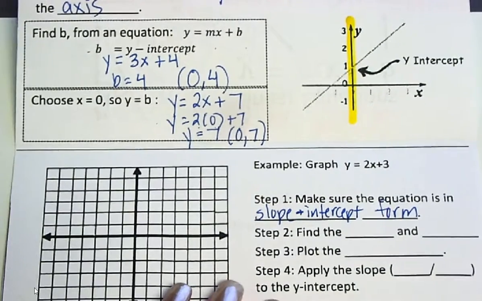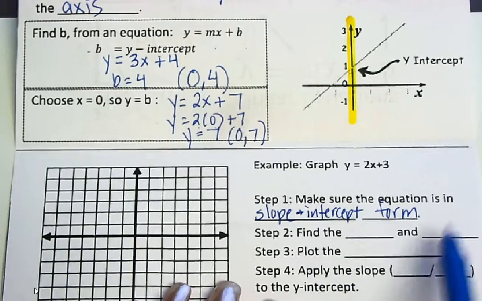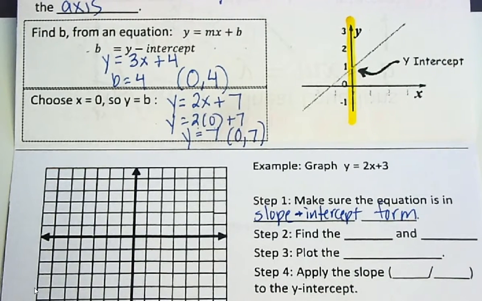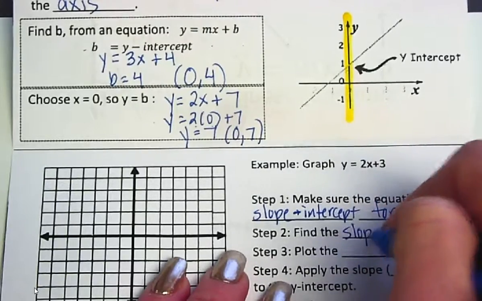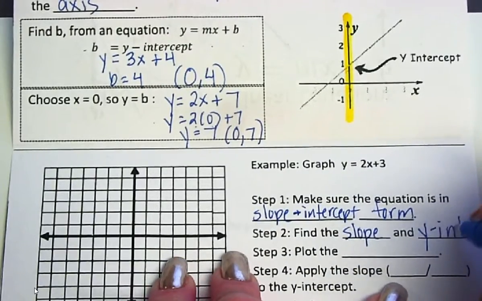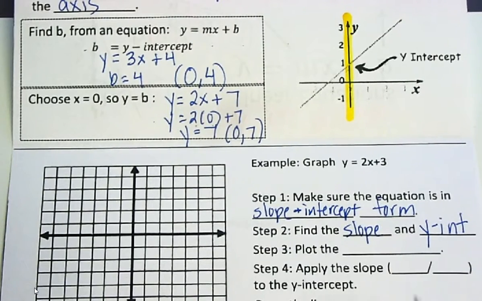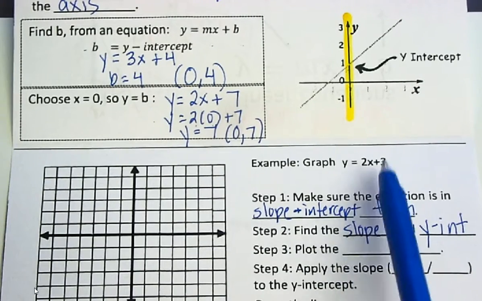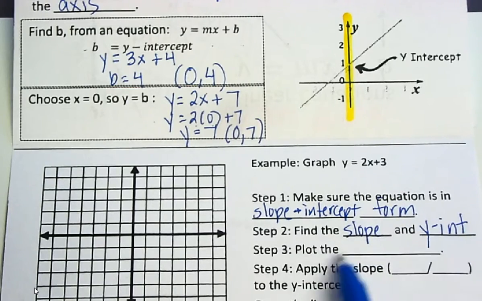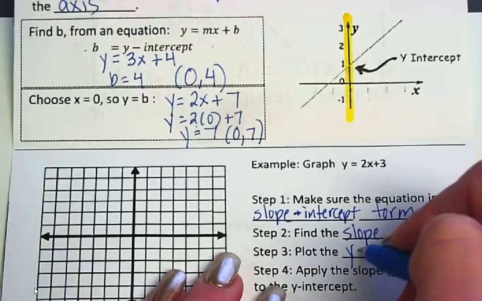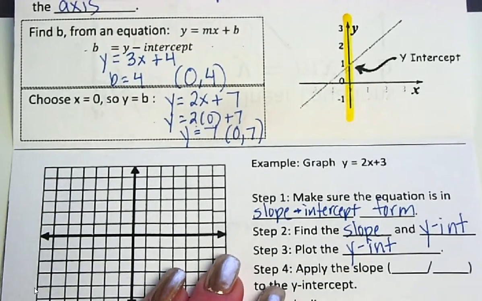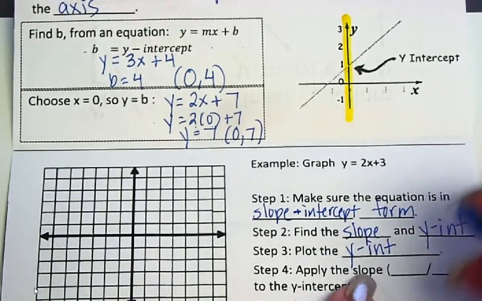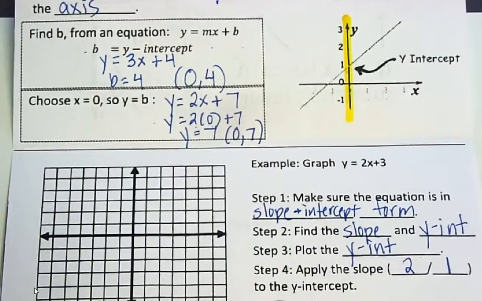you're going to find the slope and the y-intercept. Okay, so my slope is 2, my y-intercept is 3. I'm going to plot the y-intercept, I'll just abbreviate y-int, and then I'm going to apply my slope, which is 2, so it's 2 over 1, to the y-intercept and draw the line.